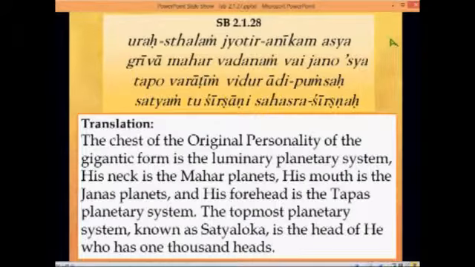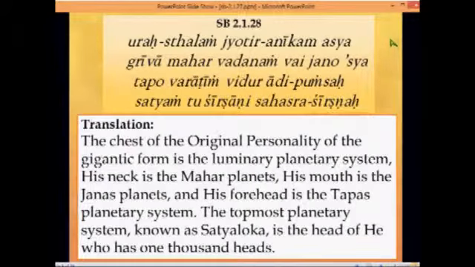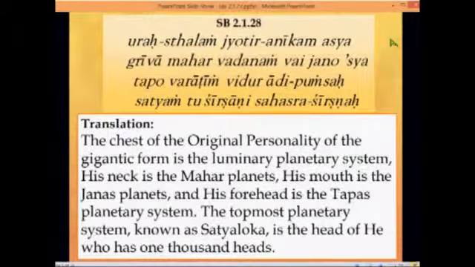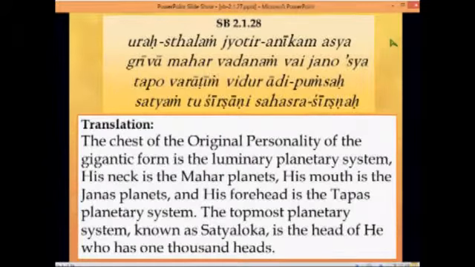In 28, we're also doing Uru Stalam Jyotir Anikam Asya. Oh, change the accent here. Uru Stalam Jyotir Anikam Asya Griva Mahar Badanam Vajanosi Tapo Varatim Vidur Adipumsa Satyam Tu Shirshani Sahasra Shirshna.